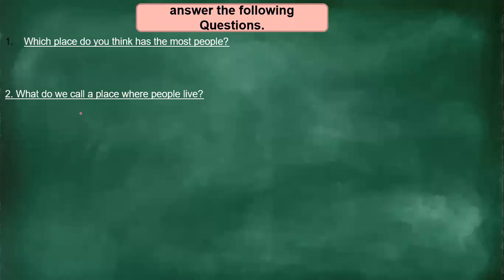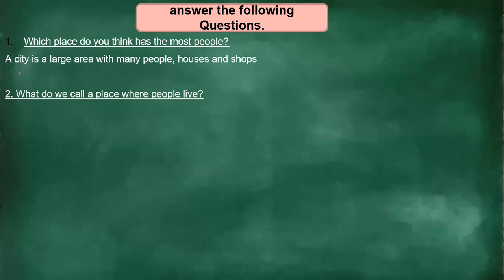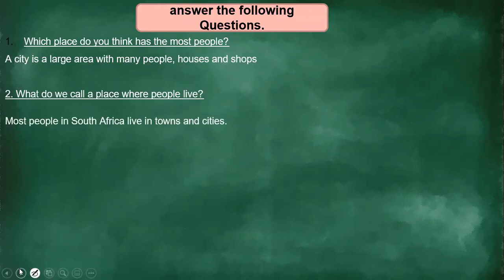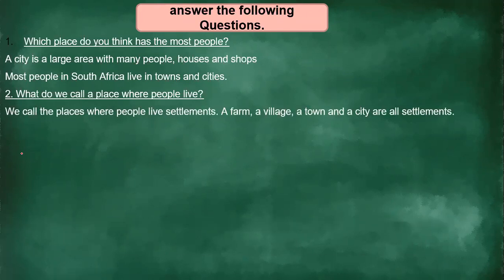A place where there are many people is called what? A city. A city is a large area with many people, houses, and shops. Most people in South Africa live in towns and cities. So this is where there are many people, mostly in cities.